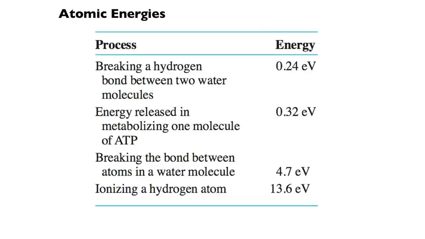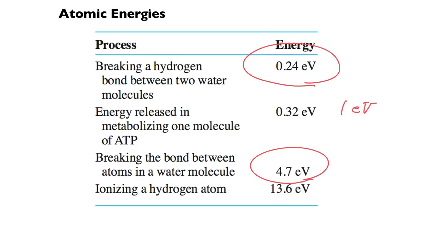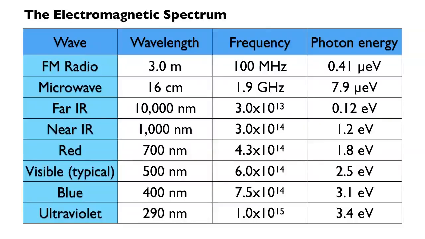It takes something like a fraction of an electron volt to break a hydrogen bond. It takes a few electron volts to actually break a bond between the atoms in a water molecule, 4.7 electron volts. And so the electron volt scale is a reasonable scale for us. 1 eV is basically how much energy it takes to make something happen at an atomic level. And so we're going to use that as our preferred energy scale for the near term.